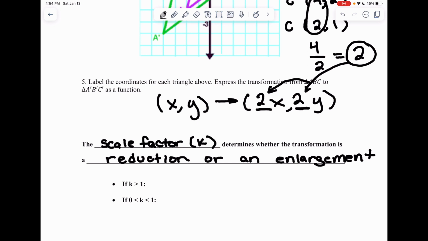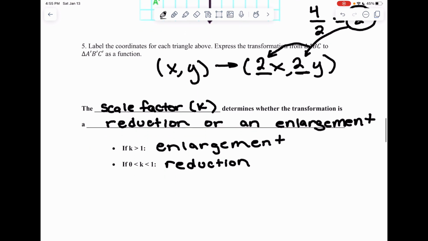If k is bigger than 1, it will be an enlargement. So for example, when k was 2, our triangle got bigger. And if k is bigger than 0 but less than 1, it will be a reduction. So when our scale factor was 1/2, we saw that the quadrilateral got smaller. Now if k is exactly 1, we know that anything times 1 is just itself. So if your scale factor is 1, the figure will not change in size, because multiplying by 1 will not change the points at all, meaning they'll be exactly the same.